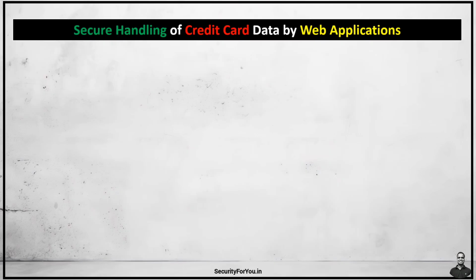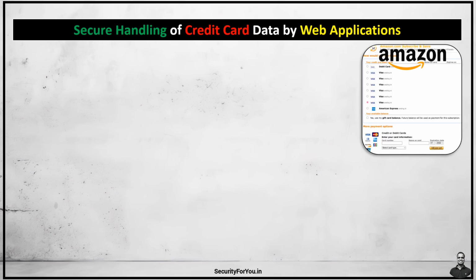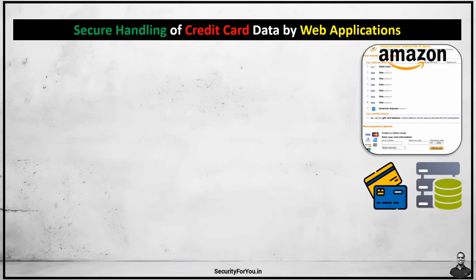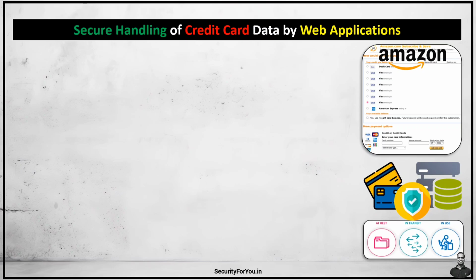Consider a web application like Amazon that retrieves credit card data for quick access and reuse, with your permission, for completing your order transaction. Your credit card data is stored on the database server and protected while at rest, while in transit, and while in use. So let's understand how it works.